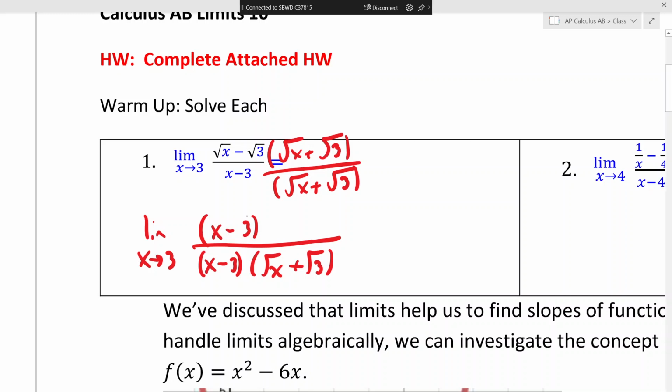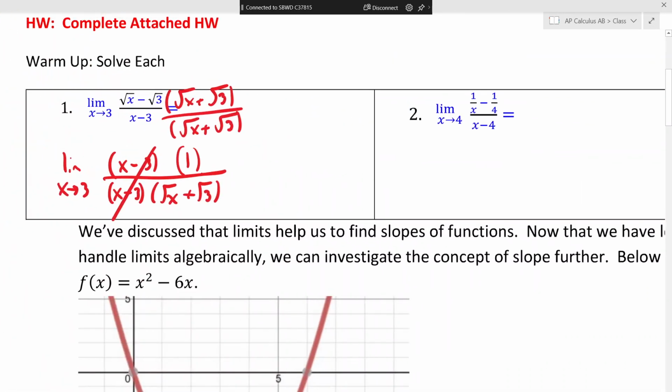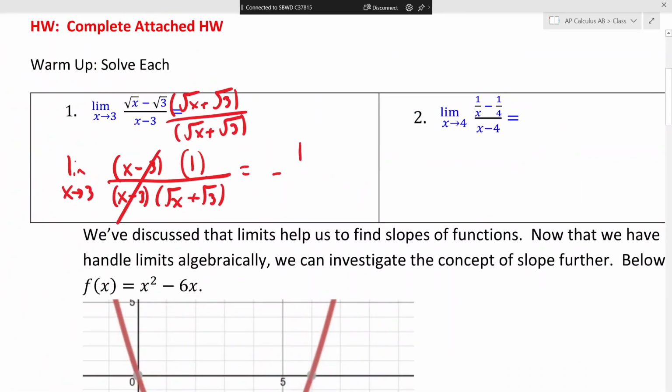All right. These cross out like we knew they were going to, leaving us with a 1 in its stead up here. And then you plug a 3 in, you get 1 over root 3 plus root 3, which is 1 over 2 square root 3. Easy enough?